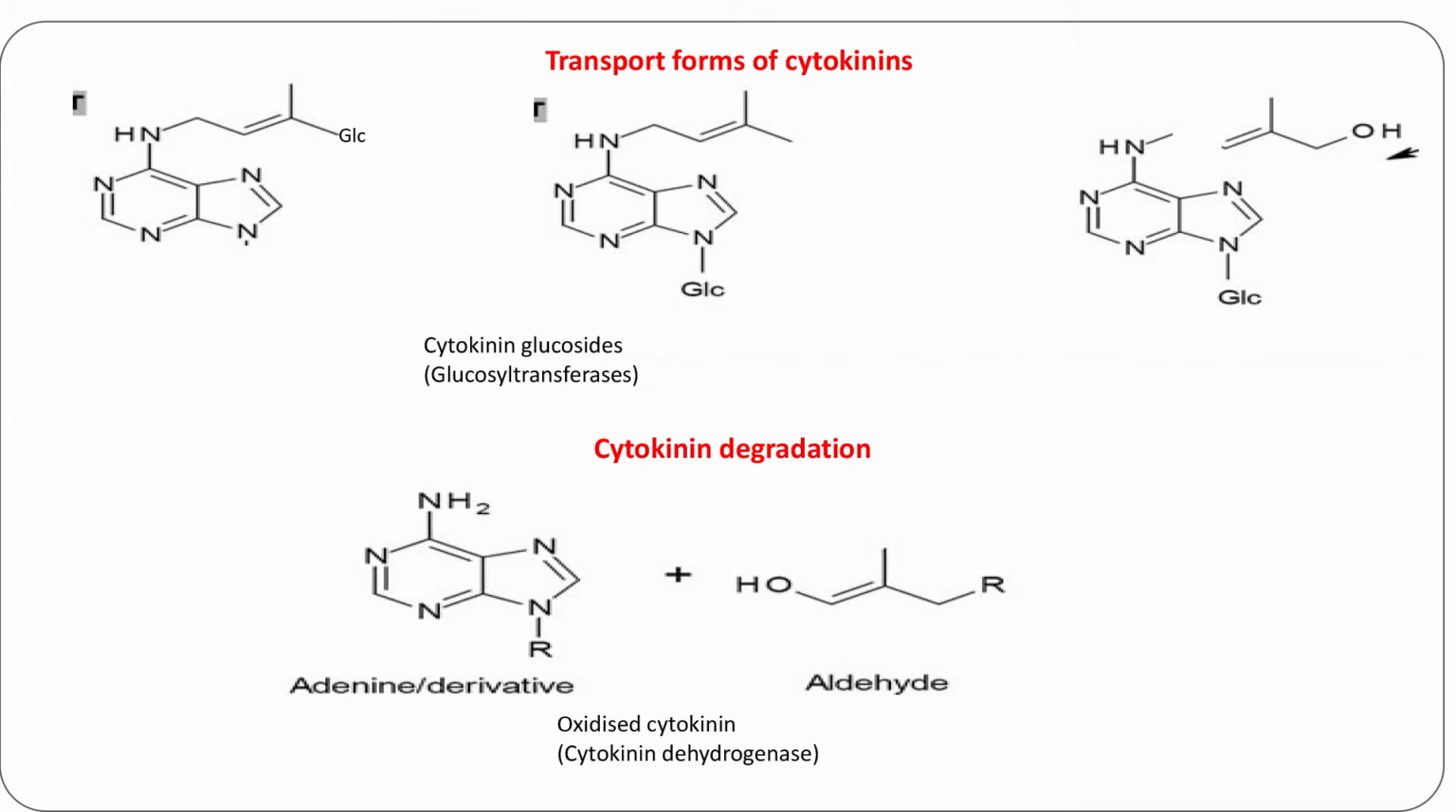Let's talk about the transport forms of cytokinins and how cytokinins are degraded. Cytokinins are converted to glucose conjugates by the activity of N-glucosyl transferases or O-glucosyl transferases. The sugar derivatives are inactive and constitute the main transport forms for this hormone. Permanent degradation of cytokinins is brought about by a dehydrogenase which separates the isopentyl side chain from adenine.